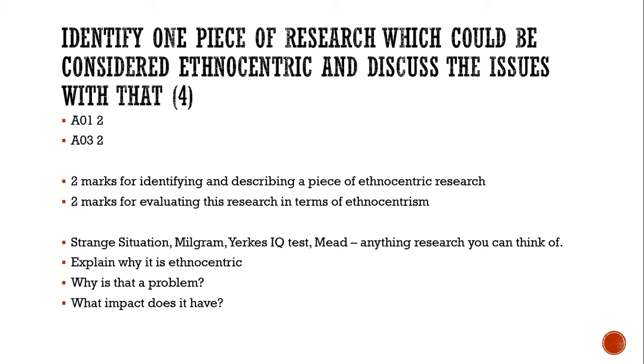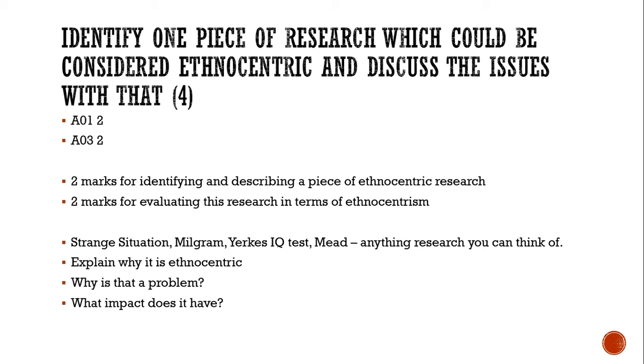This one, identify one piece of research and discuss the issues. So AO1 is 2 marks and AO3 is 2 marks. So 2 marks for identifying and describing a piece of ethnocentric research briefly and with a focus on ethnocentrism. So you wouldn't get any marks for talking about first what they did in the strange situation, the mother was sat in the room with the child, etc, etc. It needs to be much more focused than that. And then 2 marks for evaluating this research, once again in terms of ethnocentrism. So you don't want to say, for example, the strange situation was based on a lab study, so lacked ecological validity, because that would be a really basic one for the second year, but also it's not linked to ethnocentrism.